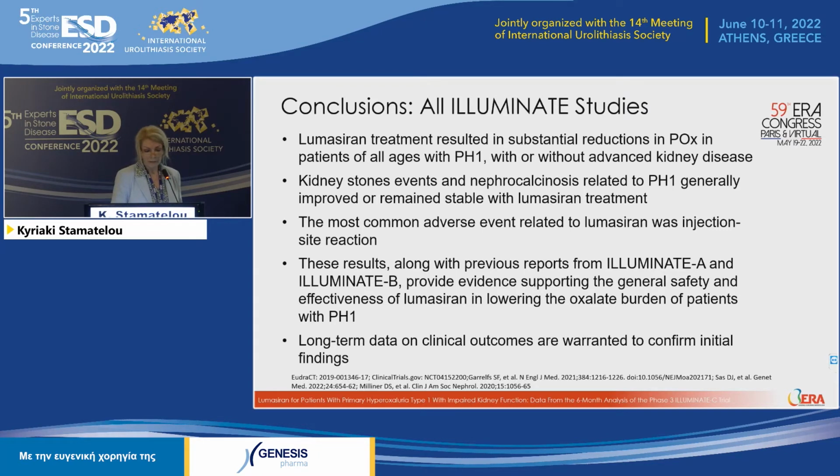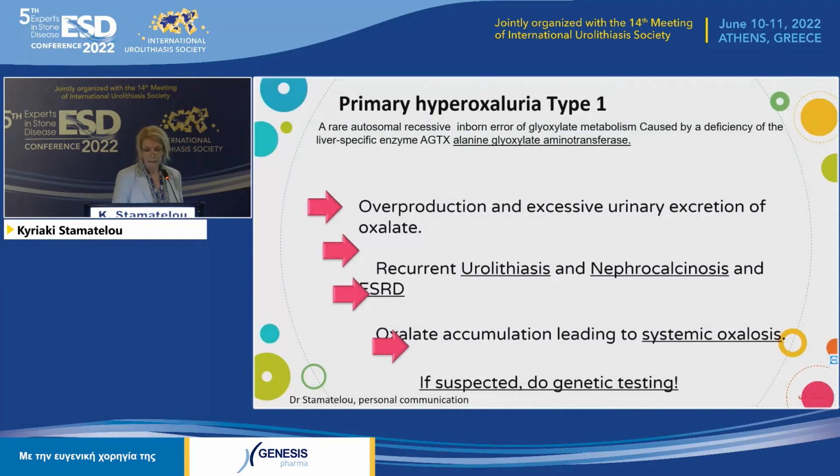So all these results definitely provide evidence supporting the general safety and effectiveness of lumasiran in lowering the oxalate burden of patients with primary hyperoxaluria. Dear colleagues, this is the disease, primary hyperoxaluria type 1, the very rare disease that we're dealing with, that overproduces and excessively excretes oxalate in the urine.